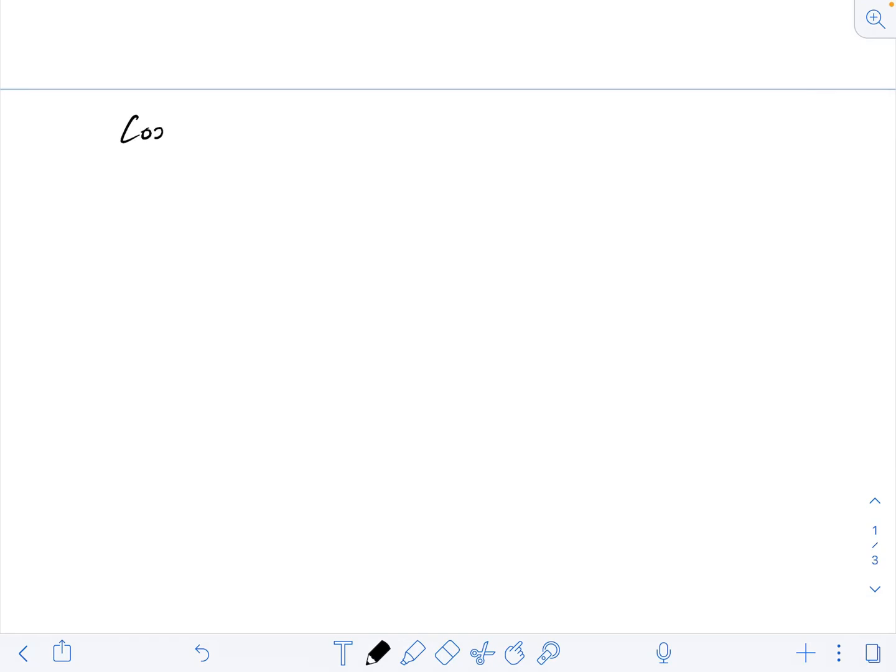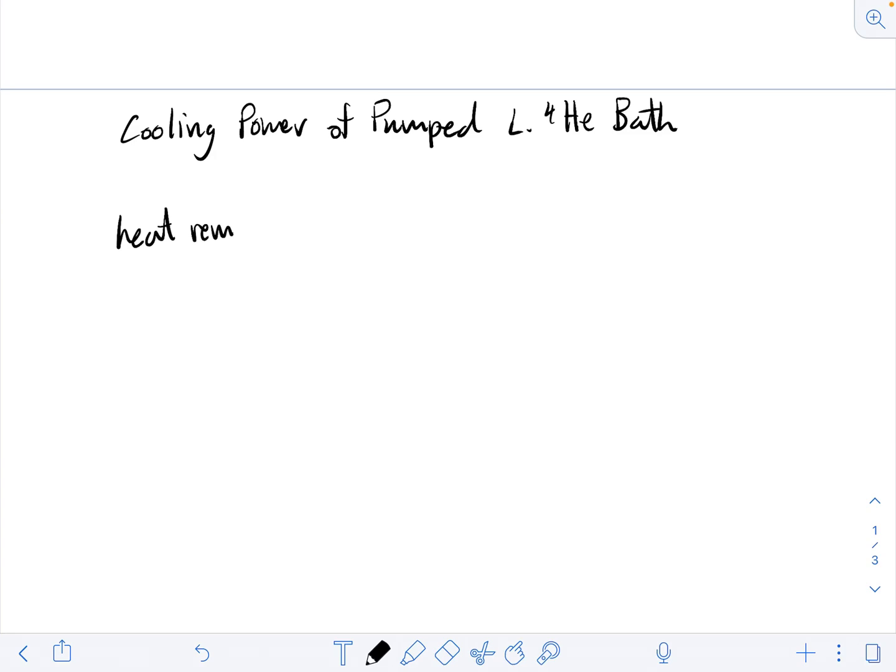What I'd like to do is to try to calculate something called the cooling power of the pumped liquid helium-4 bath. What the cooling power is, is the heat removed per unit time. The reason this is relevant is because whatever your apparatus is, whatever experiment you're doing, if you try to cool it to low temperature, inevitably there's going to be some heat load on your apparatus.